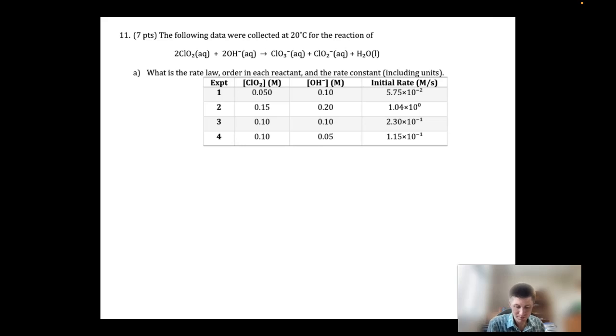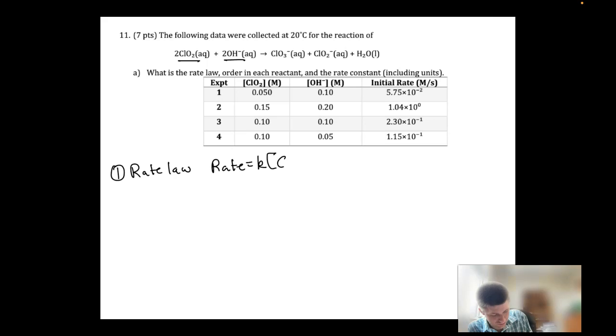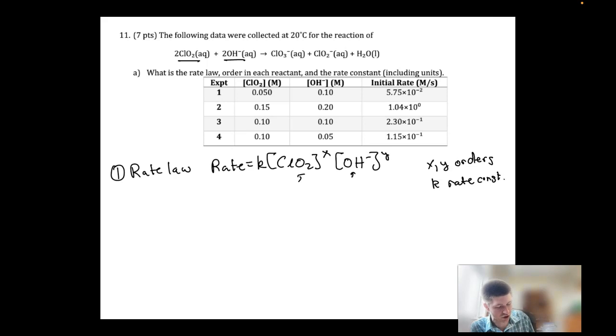Okay, so here's an example. We have the following data. First, let's do step 1. So step 1 is to write the rate law. So that's going to be rate is equal to some rate constant k times, in this case, my reactants are ClO2 to some unknown power x, so the order in ClO2, times OH minus to some unknown power y. Again, remember x and y are called the orders. These are the concentrations, and then k is the rate constant. So the goal of this procedure is to determine the orders x and y and the rate constant k.